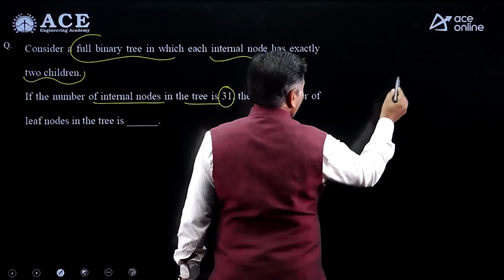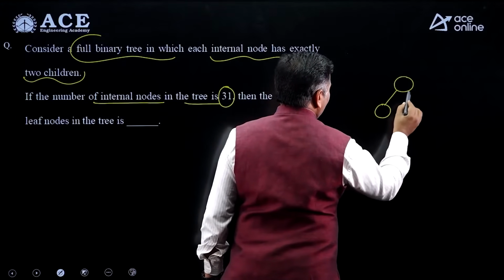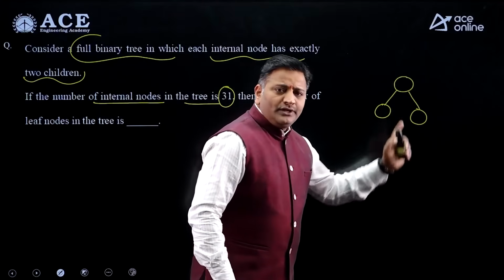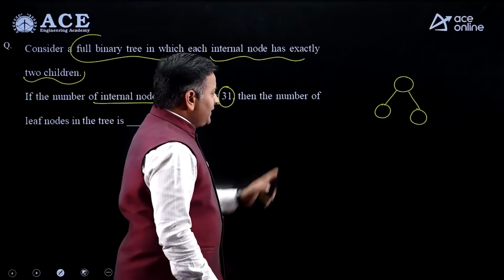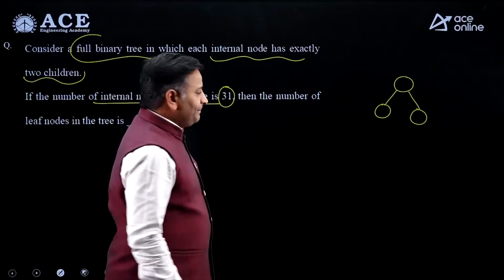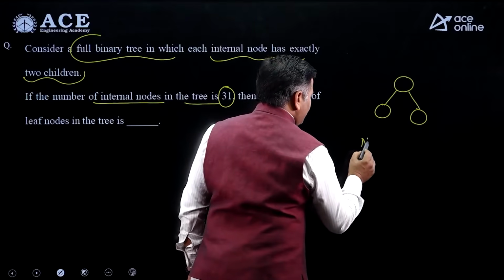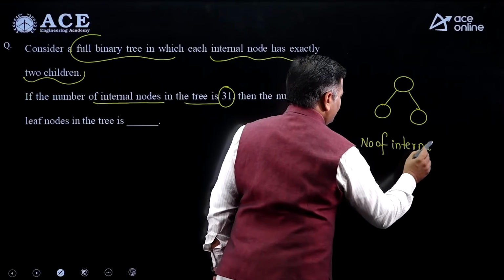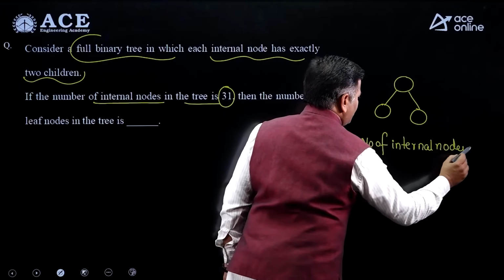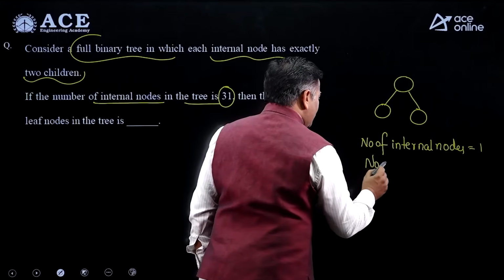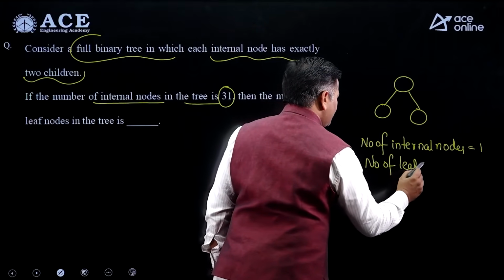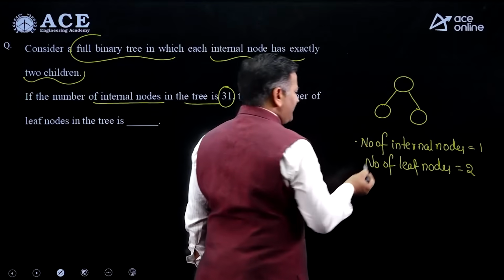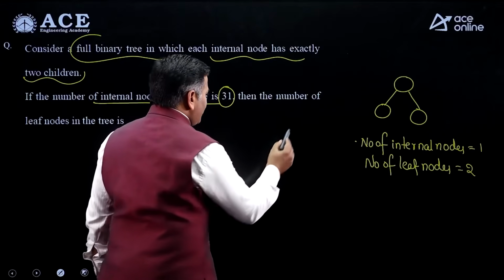For example, if I consider a binary tree, clearly it is a full binary tree because this internal node has 2 leaf nodes. Is it clear, friends? Every node has 2 children. That's why that is a full binary tree. In this full binary tree, the number of internal nodes is equal to 1. How many leaf nodes are there? The number of leaf nodes is equal to 2. It means there is a relationship between the number of internal nodes and leaf nodes here. Okay, let us consider one more example.